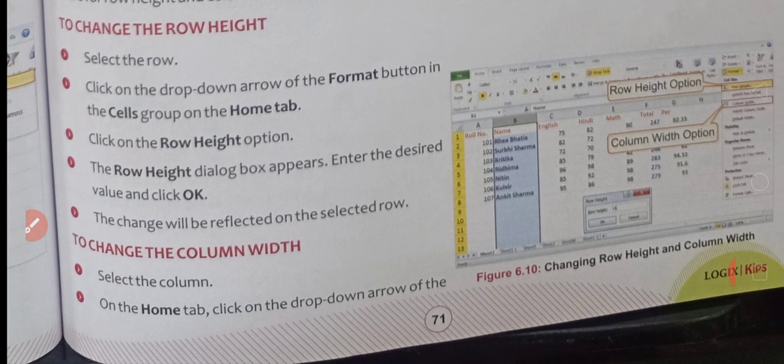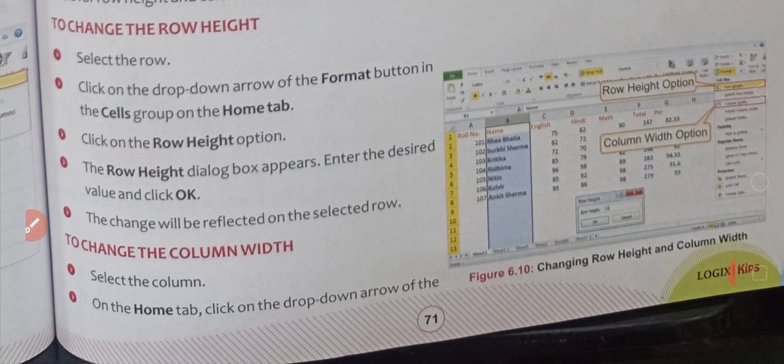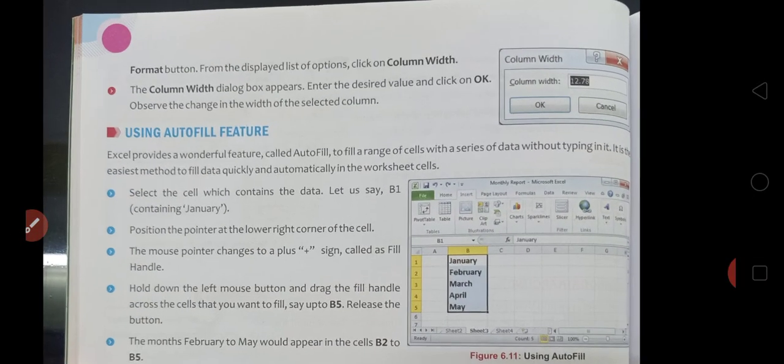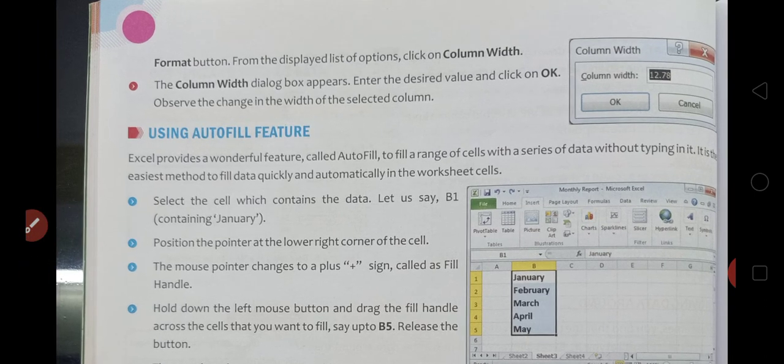And children, to change the column width, we select the column and we then go to the home tab, and click on the drop down arrow of the format button. From the displayed list of options, click on column width. The column width dialog box appears. Enter the desired value and click on OK. Observe the changes in the width of the selected column.